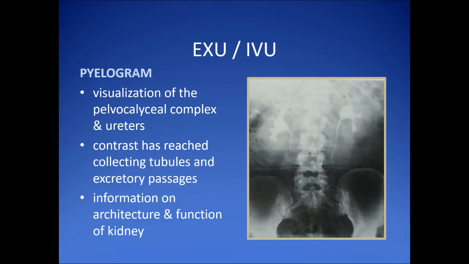The second phase is called the parallelogram phase. It's called that because in this phase, you can now see the pelvocalyceal complex and the proximal portion of the ureter. The contrast material has reached the collecting tubules and excretory passages. This is the best phase for you to evaluate the fornices, if it is normal or not.